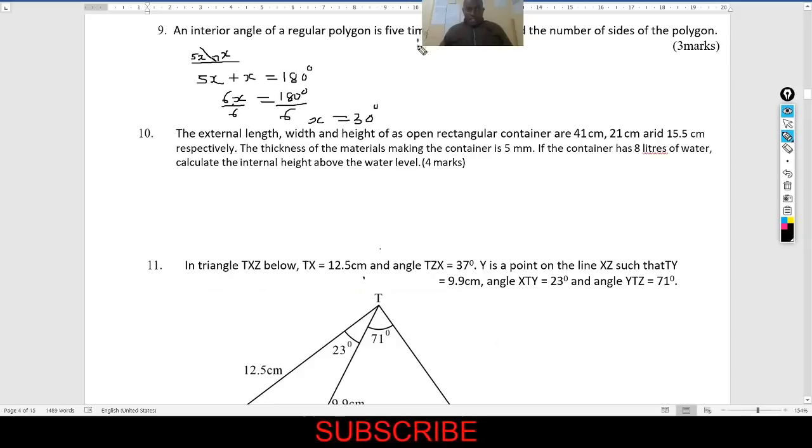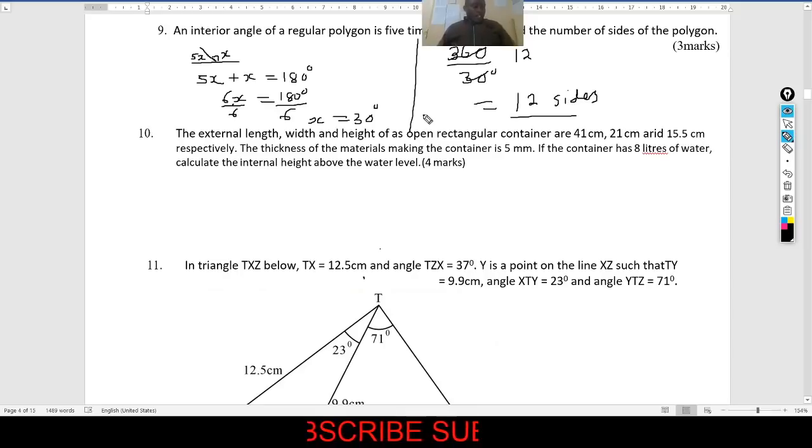So that means the exterior angle is 30 degrees. We find the number of sides of the polygon. The number of sides equals 360 degrees, because the sum of exterior angles equals 360 degrees, divided by each exterior angle, which is 30 degrees. So this becomes 12. The polygon has 12 sides.